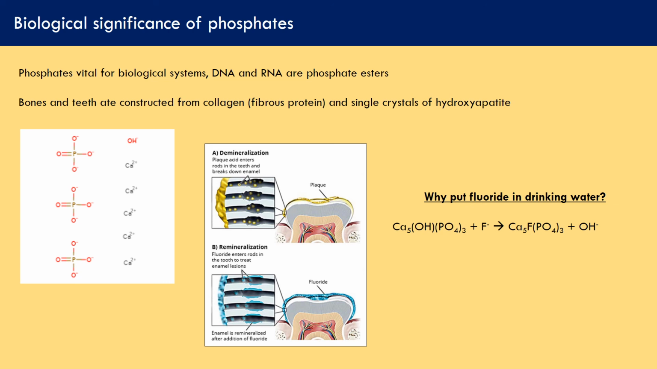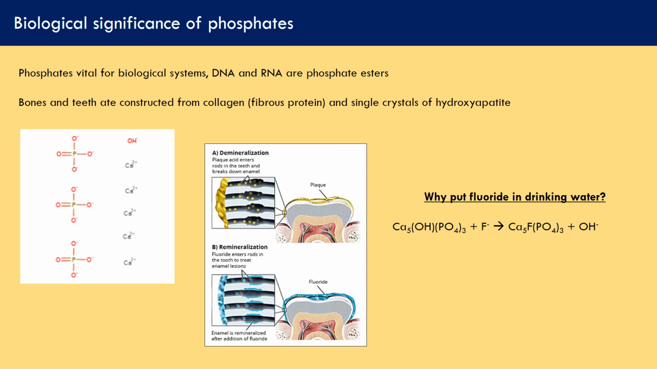And you can see there that I pose a question: why do we put fluoride in drinking water and why do we put fluoride in toothpaste? Well, have a look at that image there. That's a tooth with some plaque on it. And that plaque acid enters the rods in teeth and it breaks down enamel. And if it breaks down enamel, then more acid can get in and decay or rot the tooth.